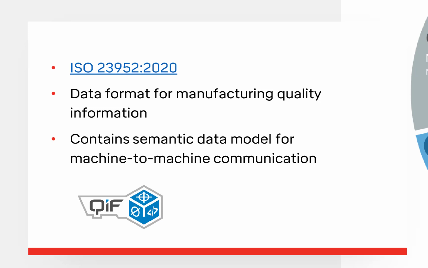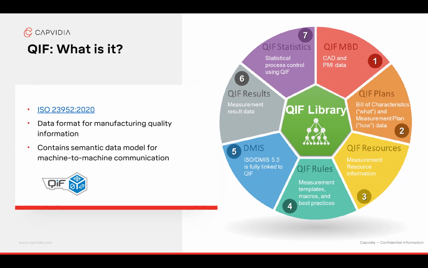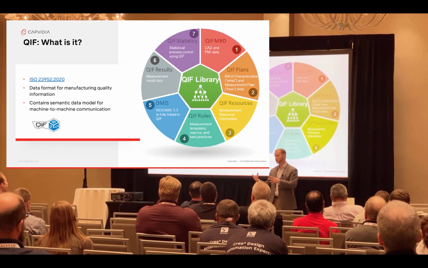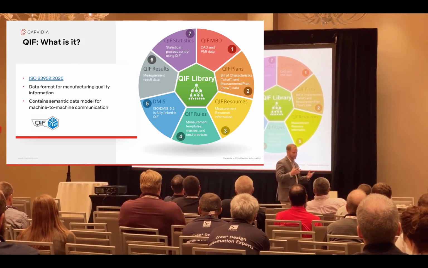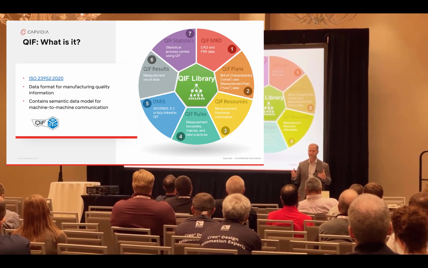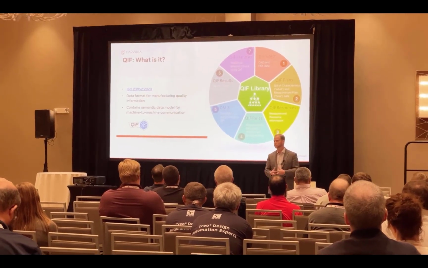And this third bullet point here, it contains a semantic data model for machine-to-machine communication. It's one of the important elements of how QIF was designed: it's not only for the human consumption workflow, where you have a human looking with your eyes at a model and examining it. That is clearly one of the use cases for QIF, but a lot of focus was put on the ability for software to read the QIF data to enable this machine-to-machine communication. In other words, for example, CAD parametric data being fed into a CMM software tool.